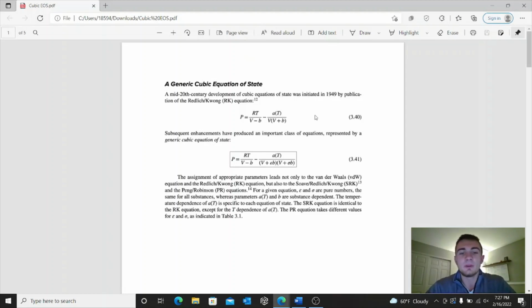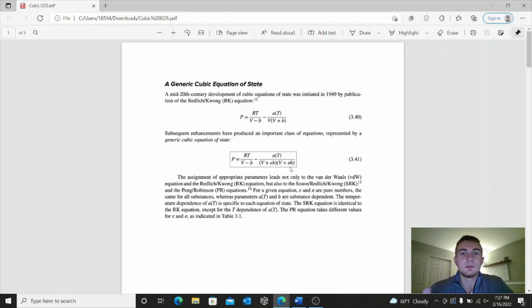However, over time, there have been some improvements made to the van der Waals equation in order to improve the accuracy of the equation. And what we're going to be taking a look at here is what is known as the generic cubic equation of state. Now, this equation of state makes two different changes. The first change is that this A parameter is now dependent on the temperature. And we also have two new parameters, epsilon and sigma.